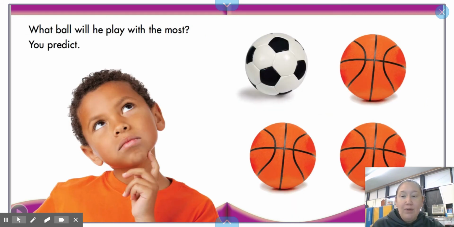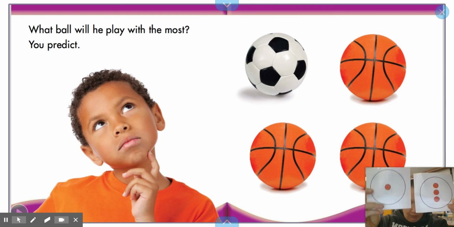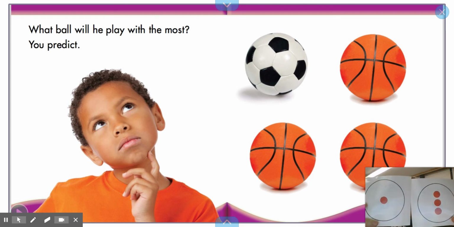What ball will he play with the most? You predict. Okay, let's count how many soccer balls. 1. And how many basketballs? 1, 2, 3. So which one is he likely to play with the most? The basketballs, which we have 3 for, or the soccer ball, which we have 1? Which one has the most?